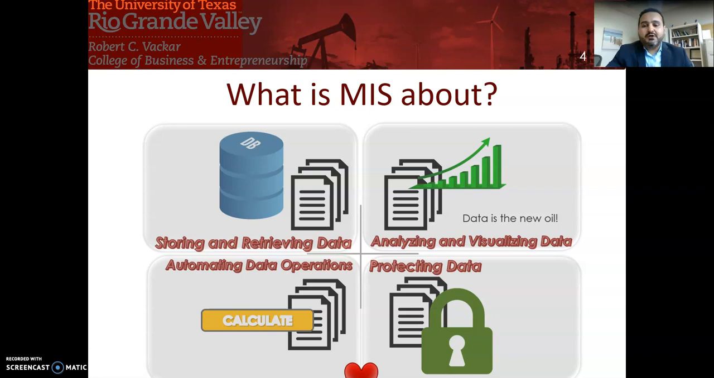The third core capability is automating data, which includes programming. The fourth core capability information systems provide to organizations is protecting data, which is cybersecurity, security, and privacy.